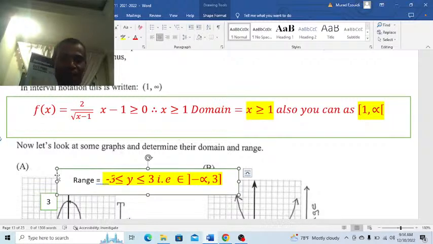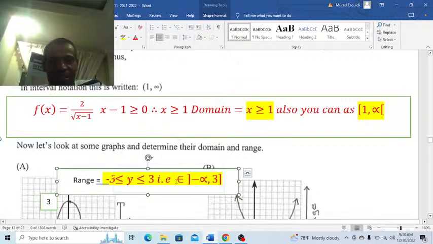Okay, Faisal. Okay, therefore we told the range is y belonging to this.